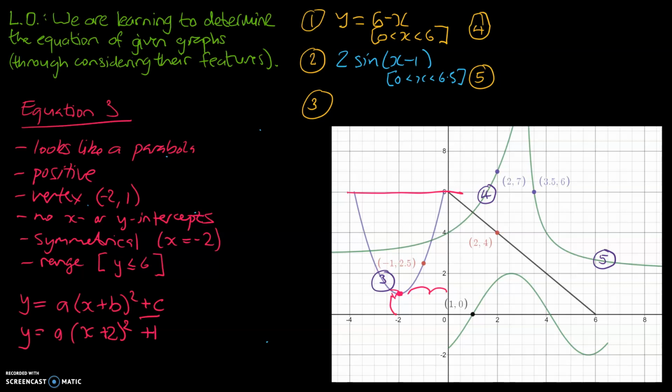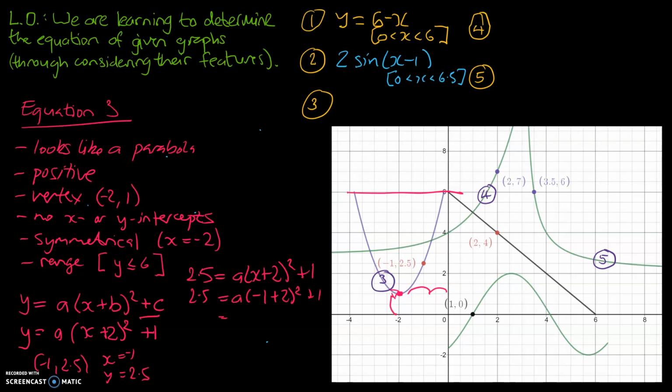From there, we've also got another point, so we can actually mathematically solve to figure out what the a value is. So let's do that slightly over to the right. So at -1, 2.5, we know x is equal to -1 and y is equal to 2.5. So we're going to put that into our equation. 2.5 is equal to a(x plus 2) squared plus 1. And we also need to add in the x value now. So that's -1 plus 2 squared plus 1.